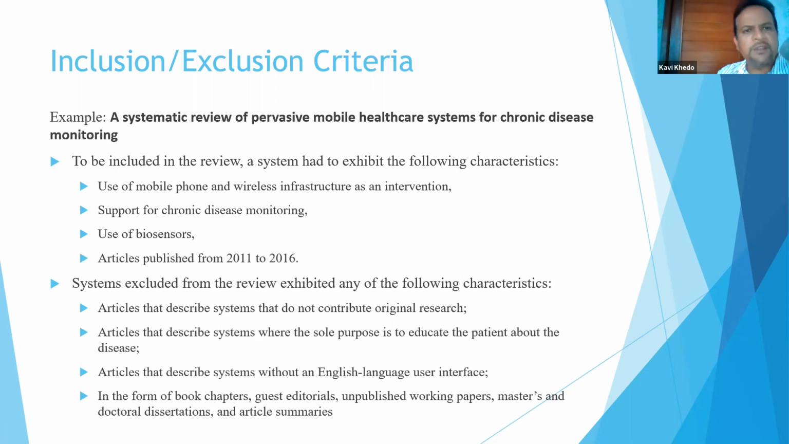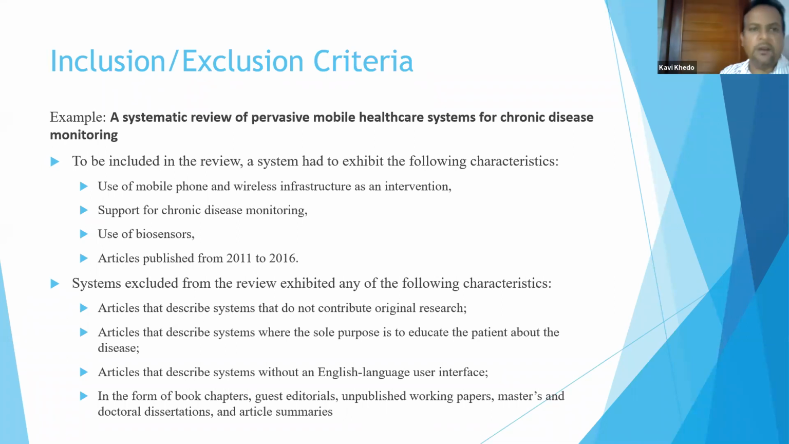We have done a systematic review of pervasive mobile healthcare systems for chronic disease monitoring, the application of mobile in healthcare. So you see here, I'm giving you the list of inclusion and exclusion criteria. It says to be included in the review, because we are talking about a PMHS, pervasive mobile healthcare systems, a system had to exhibit the following characteristics: use of mobile phones. If there is no mobile phone, it is not a mobile system, so we exclude it. And wireless infrastructure as an intervention should be included in the system. Support for chronic disease: if it is not monitoring a chronic disease, it is out of the scope of our paper, so we don't select it.